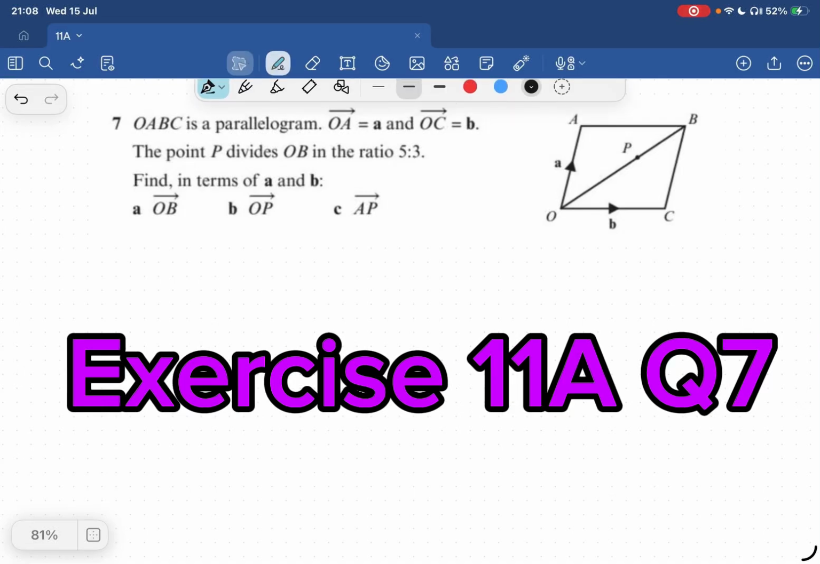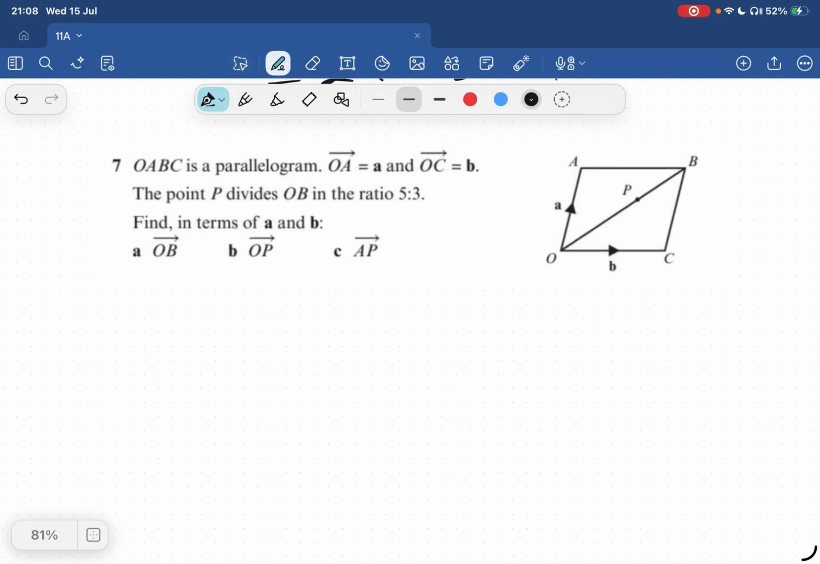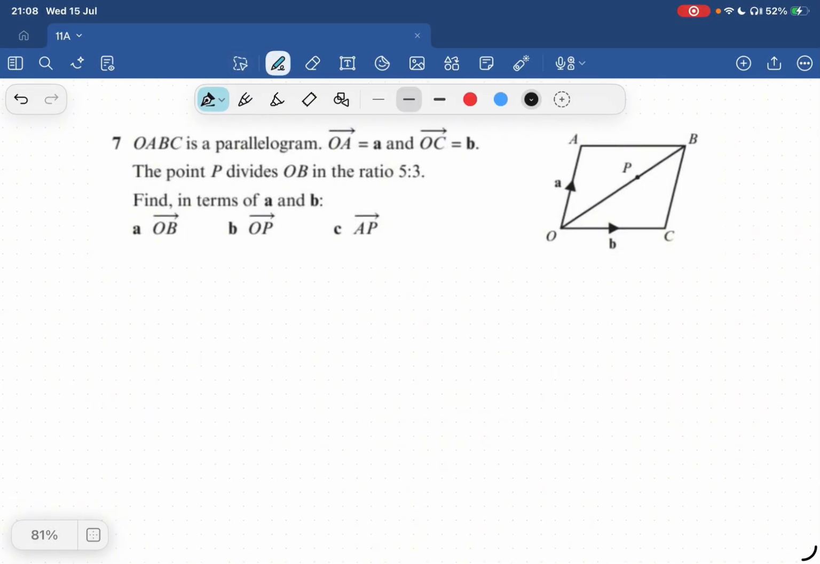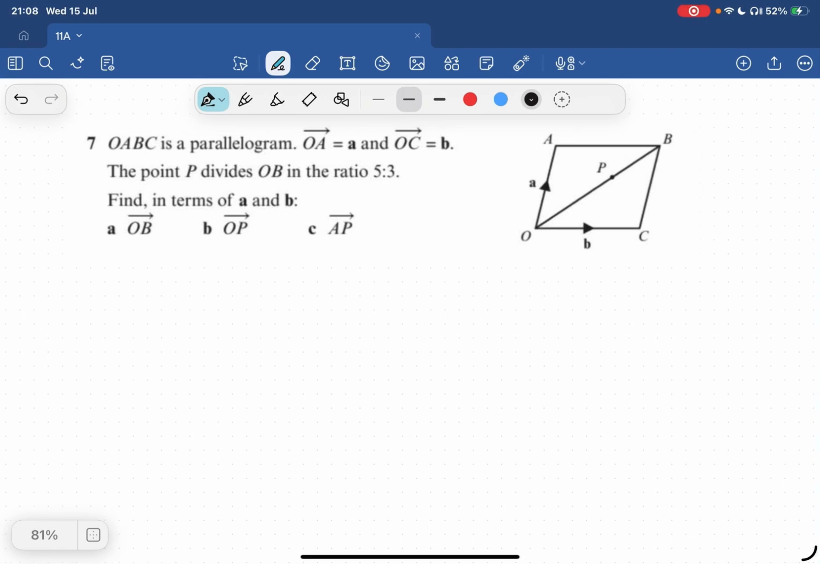Okay, here we have question 7. Here's a parallelogram, and we're dividing OB in the ratio 5 to 3. So I know that this is 5 to 3 here. How do I know that? Well, this is the shorter length, this is the bigger length. Just from the diagram, I can label that one as 5 and that one as 3.